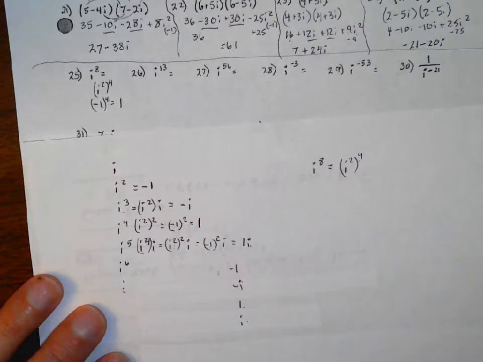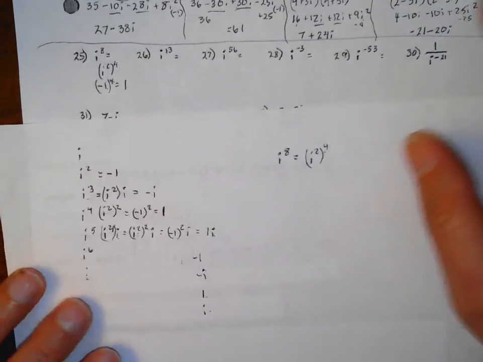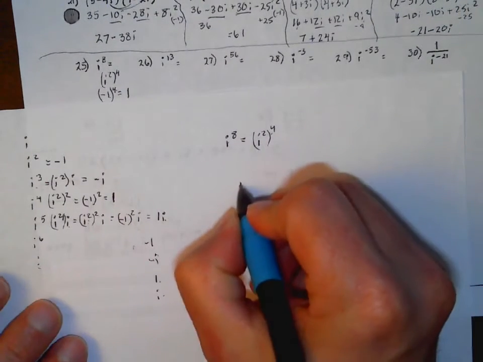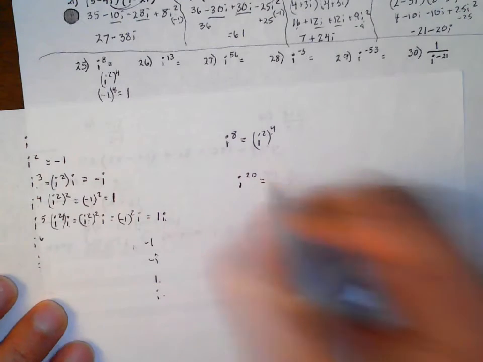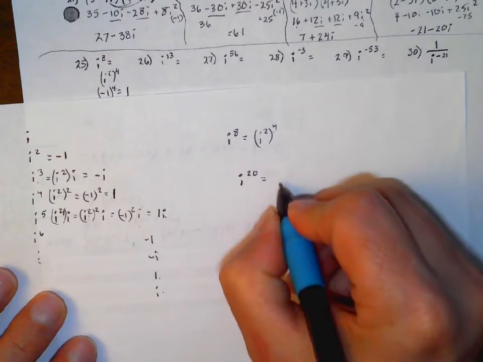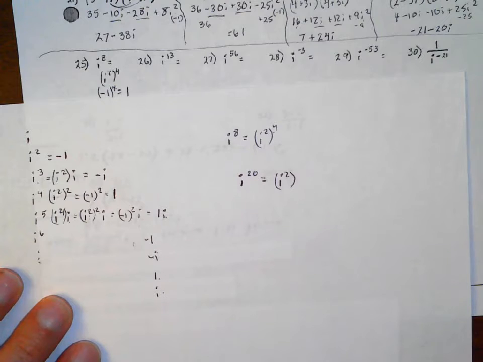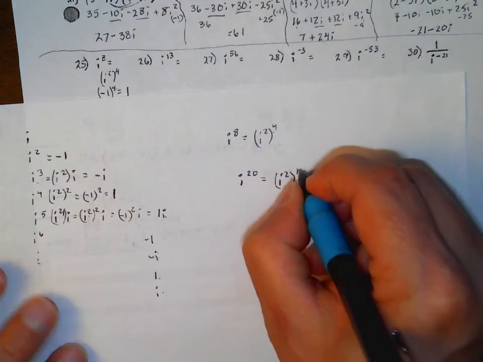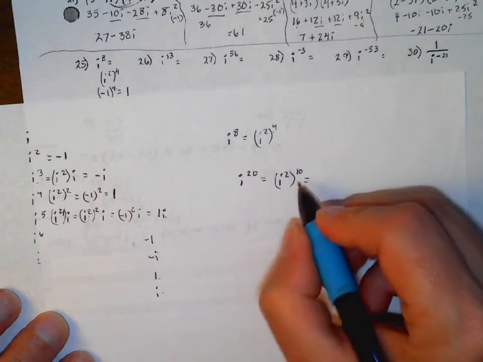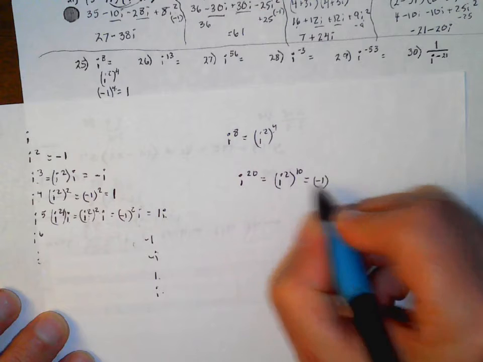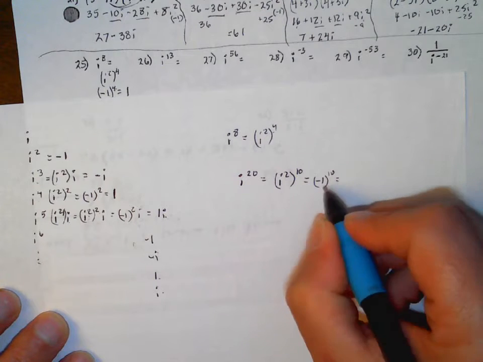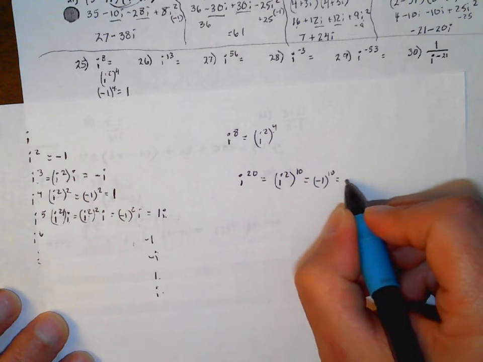Let's do another example here. You guys do i to the 20th. Think about this: how many i squareds are in i to the 20th? Ten, yep. So i squared is -1, and -1 to the 10th power, which is even, is going to be 1.